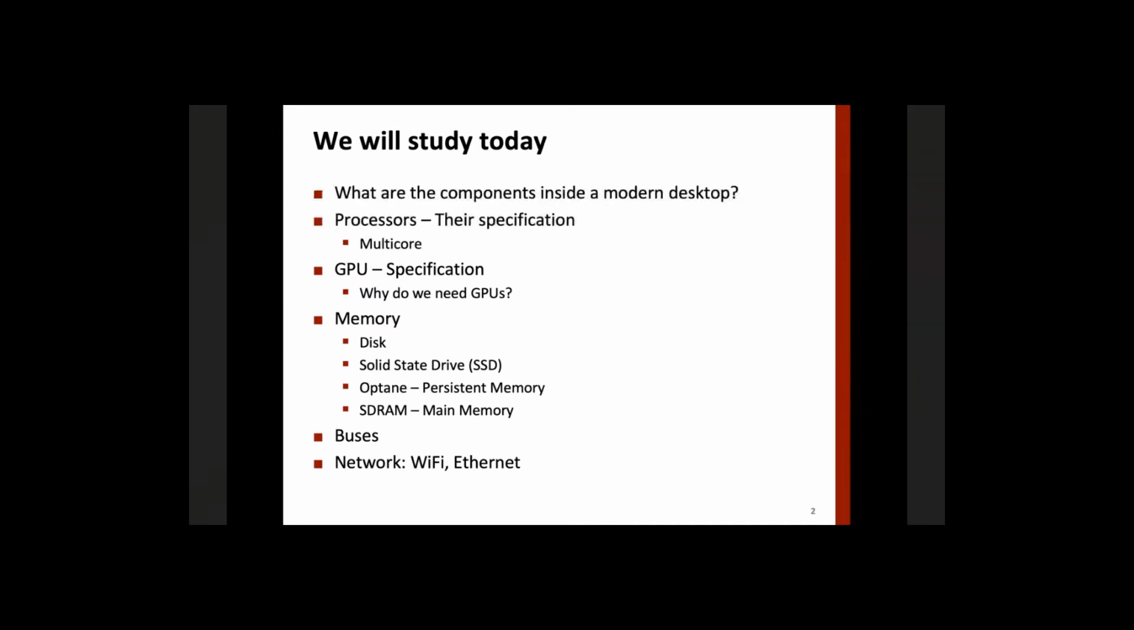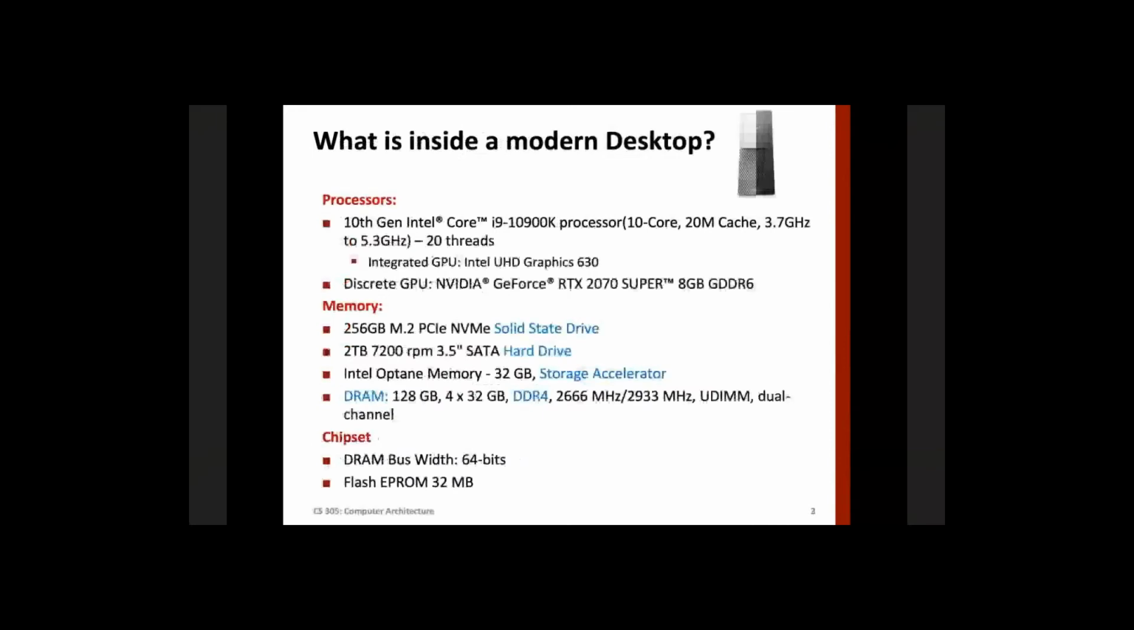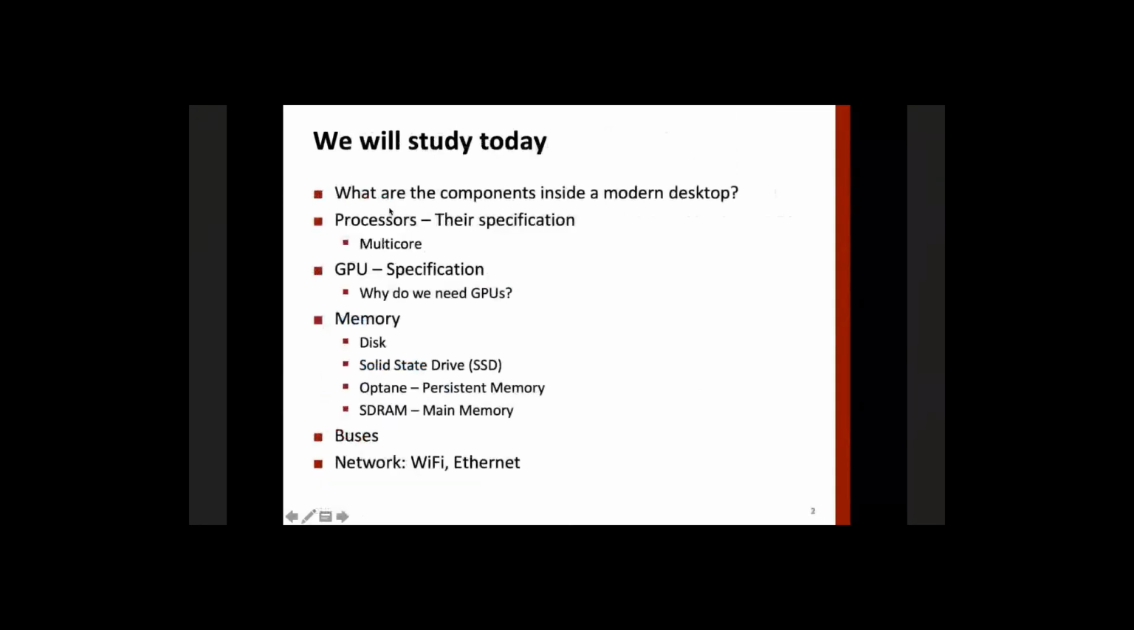So what I have done is that I looked at modern PCs and then I picked up one high-end PC, which is a Dell PC, and then looked at its components, and I thought I will discuss these components. So I picked up one desktop, and then looked at the spec sheet. It says the following thing: it has a processor. It actually has multiple processors.